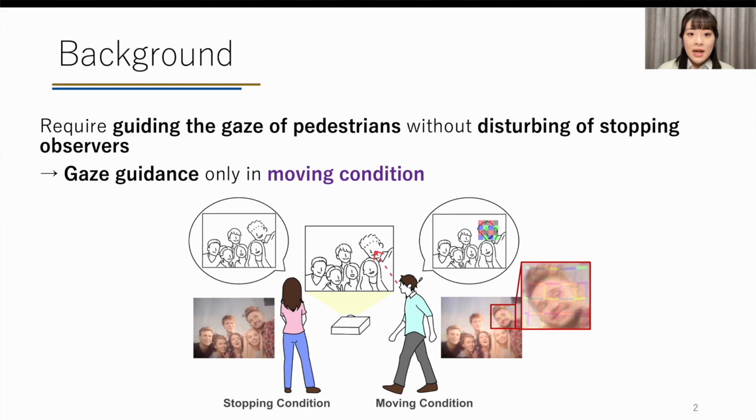The public advertisement is looked at by pedestrians and stopping observers. For moving observers, it is desirable to induce them to stop to look at the intended area by the guidance, while the other stopping observers who see the advertisement should not be disturbed. Therefore, we require a method that provides a gaze guidance effect for moving observers without disturbing the perception of stopping observers.